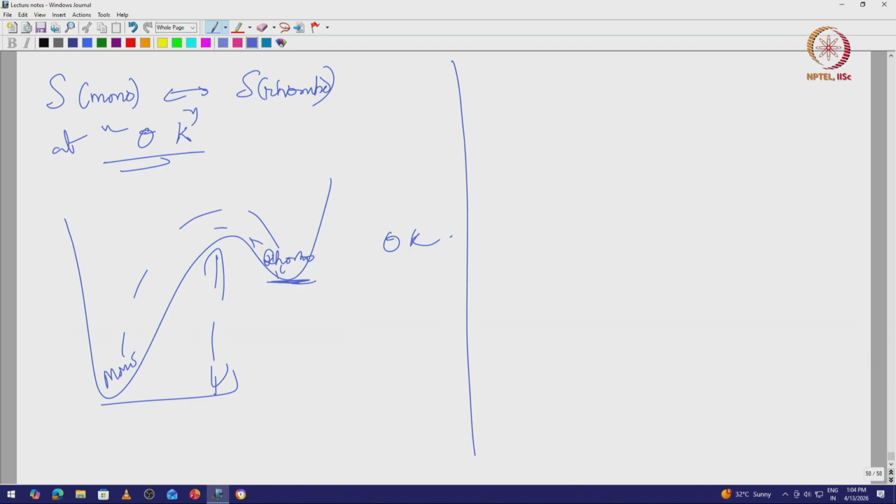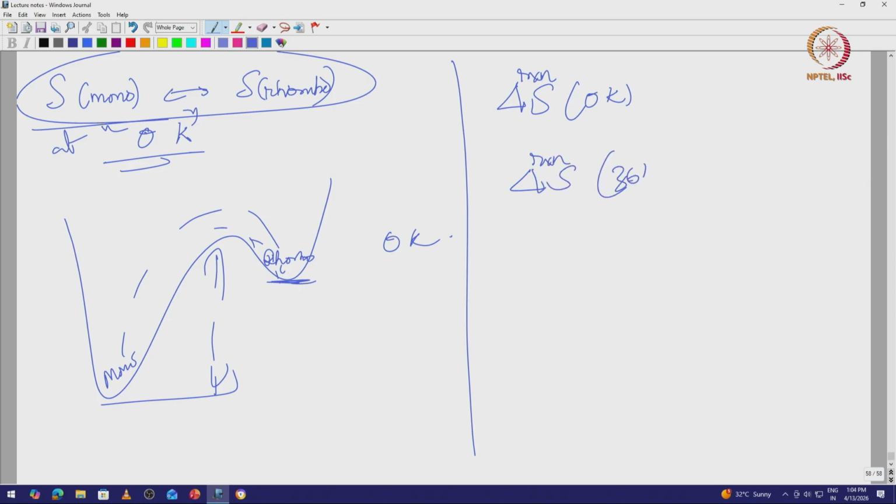Okay. Now I want you to estimate the delta S of the reaction, right, at 0 Kelvin. This is the reaction, okay. S mono goes to S rhombo, or the other way around, S rhombo goes to S mono, okay. Now, what do I know? Do I know the delta S of reaction at 369 Kelvin? Yes, because what is the delta G of reaction at 369 Kelvin?